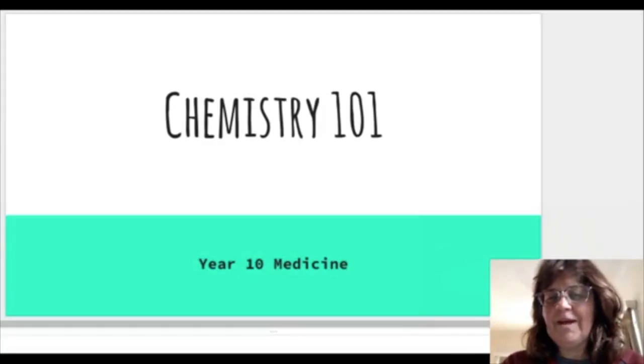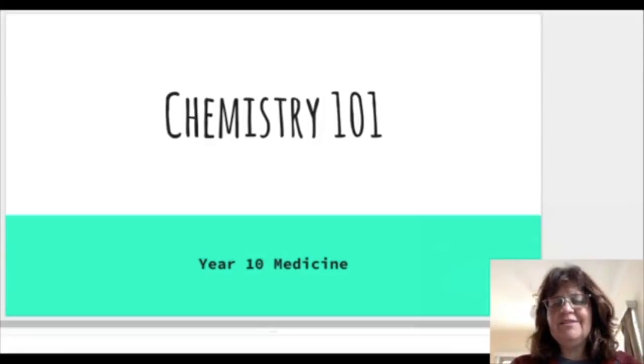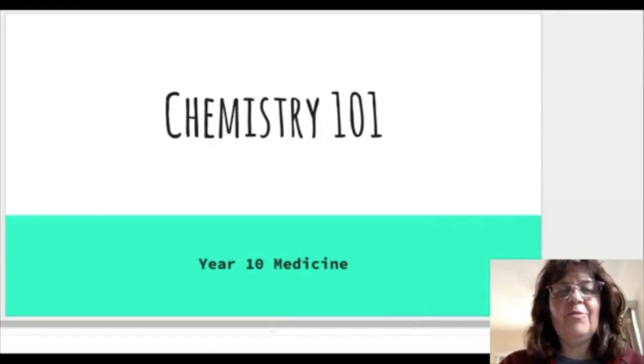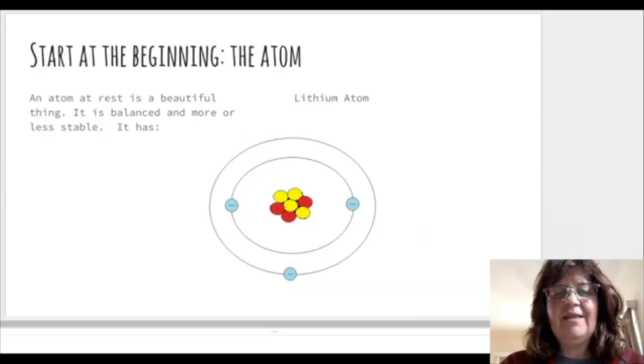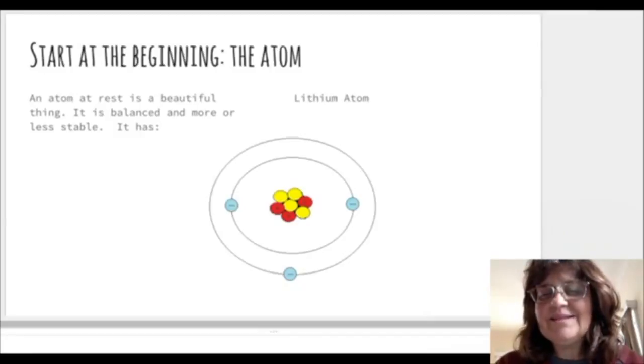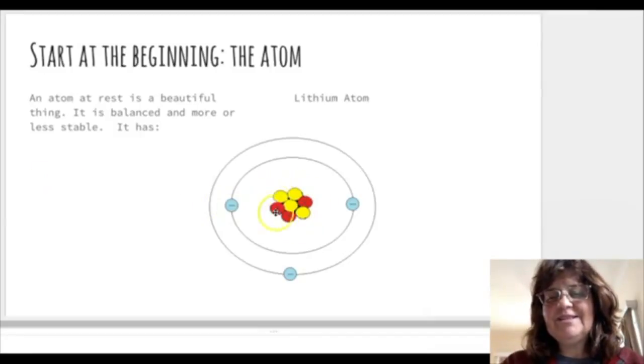Welcome to Chemistry 101. A bit of a background from last year so that we can go forward with this year's work. We're going to start looking at the atom. The atom that you can see is the lithium atom, and it's a beautiful thing. It's nice and balanced. It's got a nucleus in the middle and it's got electrons spinning around the outside.